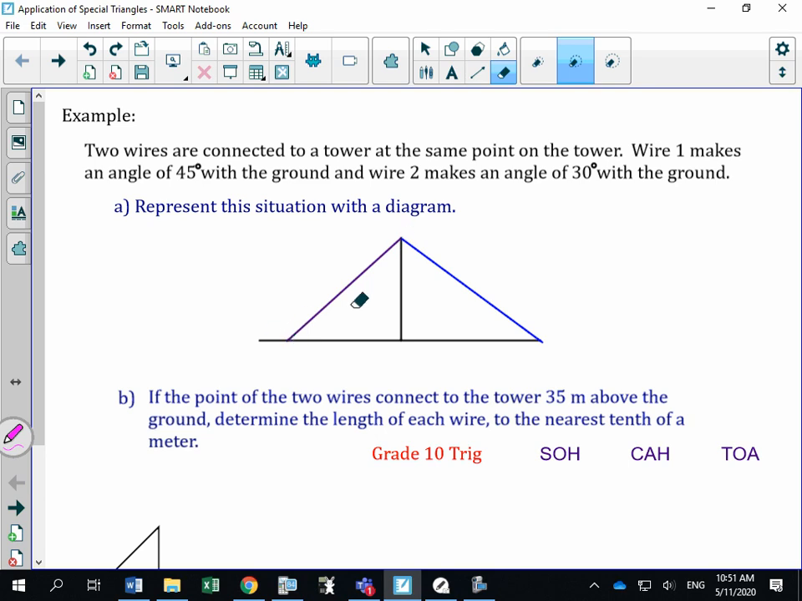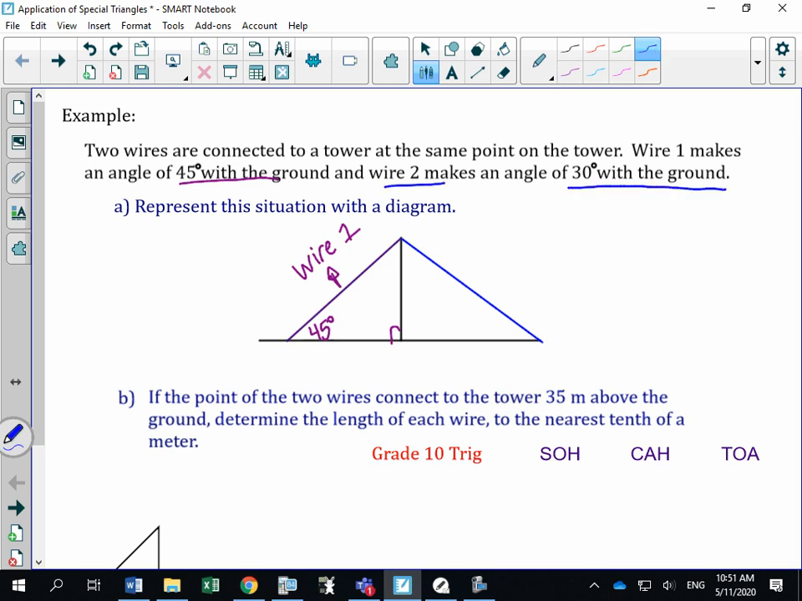Okay, so I've represented that with this diagram, and it says wire 1 makes an angle of 45 degrees with the ground. So what I'll do is I'll say the triangle on the left, I'll call this one wire 1, and it says that that wire makes an angle of 45 degrees with the ground. So that would be a 45-degree angle there, and this would be a right angle triangle. Okay, so that's wire 1. And then it says wire 2 makes an angle of 30 degrees with the ground. So let's call this wire, wire 2. And it says that that wire makes an angle of 30 degrees with the ground. And that triangle, again, is going to be another right angle triangle.